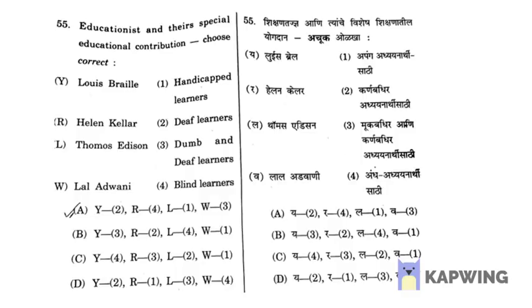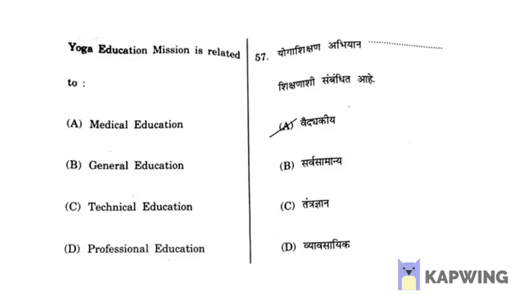Then R is for 3. So based on that, the only thing you should know is that the Braille language was developed for blind learners. Okay friends, so option C is correct here. Okay, moving on to the next question.